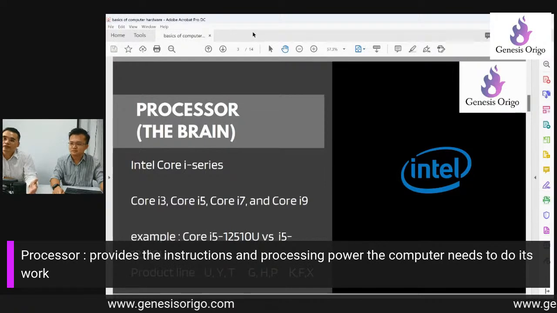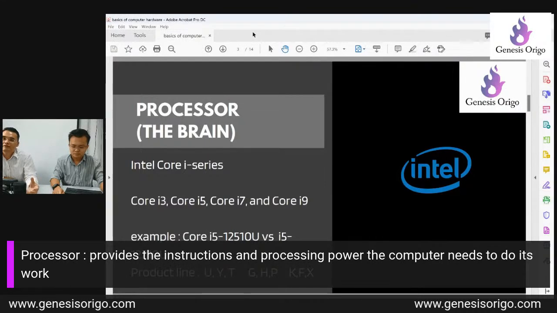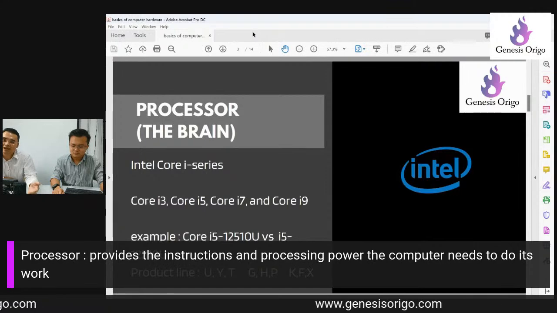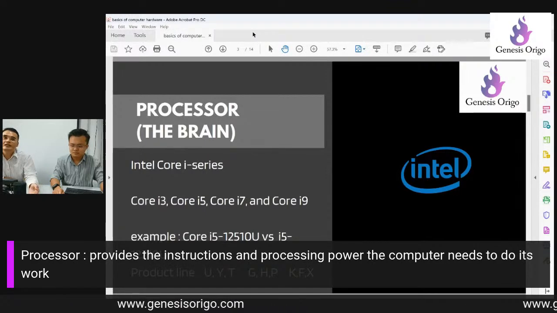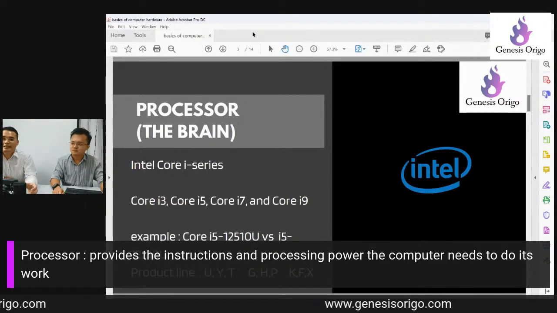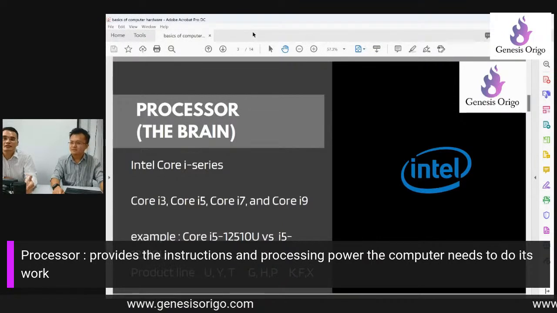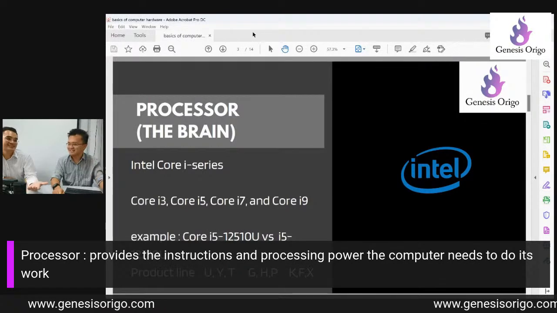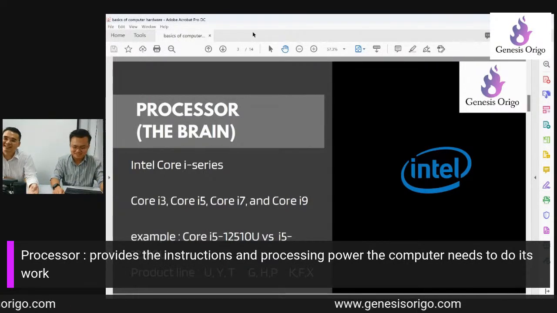So if you look at the screen here, the brain, like what Mr. Yap said just now, we have the i3, i5, i7, even i9. These are the product code or the processor family by Intel. On the market, we have two major brandings. One is Intel, the other one is AMD. Okay, AMD.